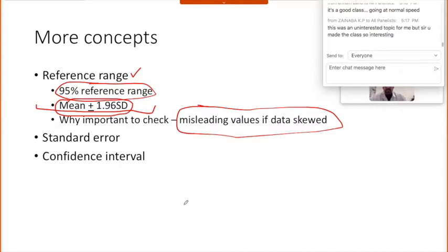Yeah, I think somebody has forgotten to mute their mic. That's okay.